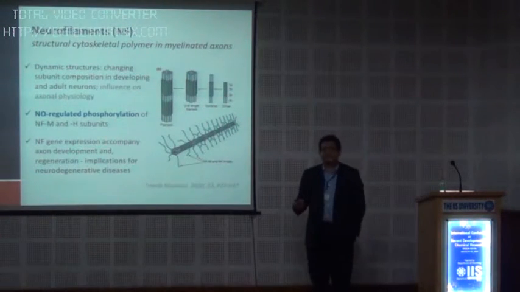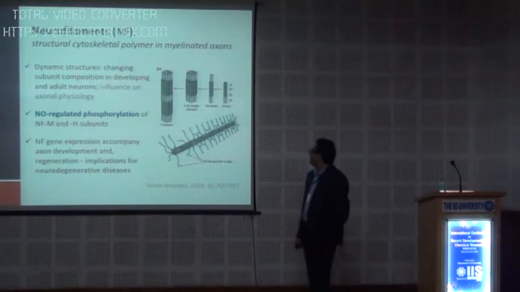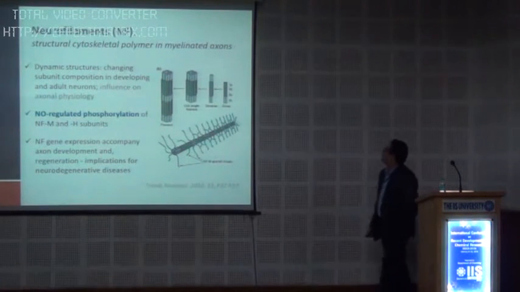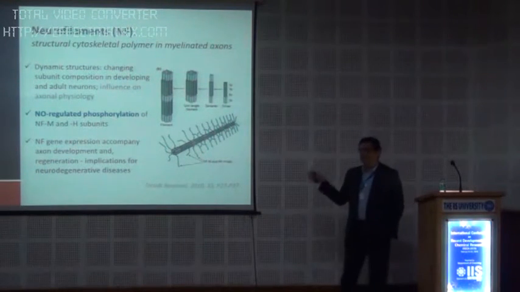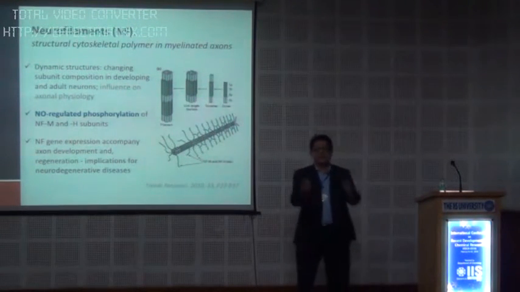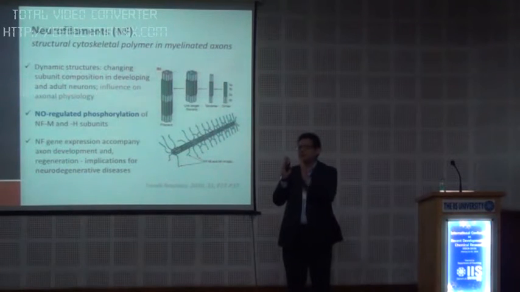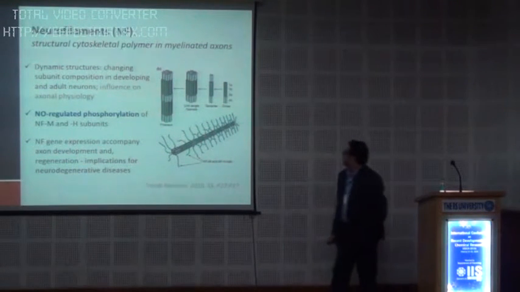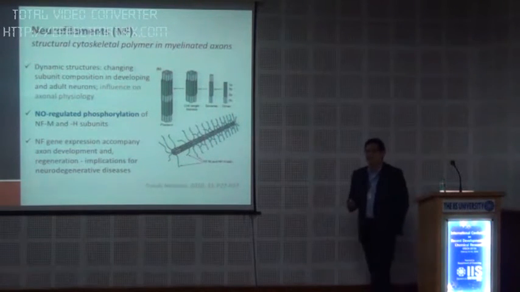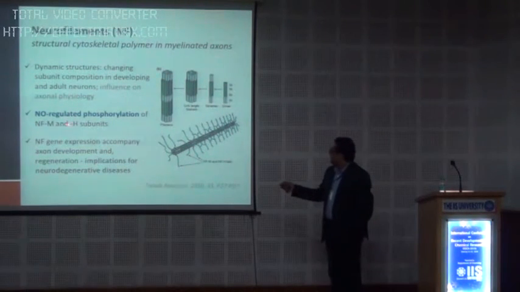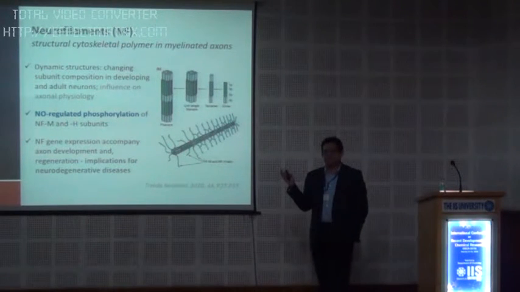The second protein for axonal development, for neuronal development, is neurofilament. These proteins again are cytoskeletal proteins, meaning they are the ones which are responsible for the cytoskeleton and the structure of an adult neuron. What is known here is that nitric oxide regulates phosphorylation and dephosphorylation of the medium and heavy chains of neurofilaments.